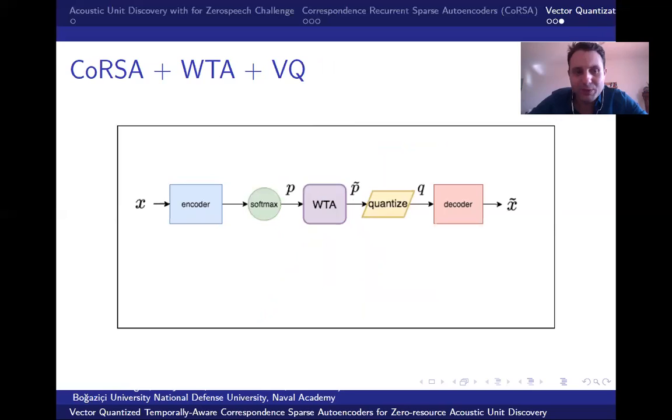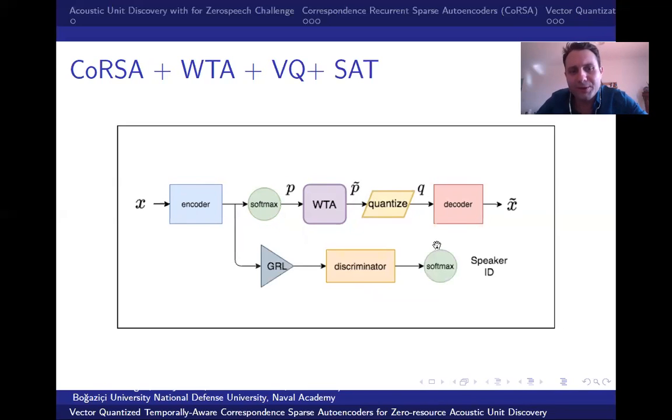Similar to other works on this challenge, we apply a vector quantization layer right before the decoder, but this time vector quantization chooses the closest one-hot representation to P tilde, since we know that P tilde is nothing but a posterior activation. Furthermore, to make the encoder output speaker independent, we apply speaker adversarial training through a gradient reversal layer forked out of the encoder, so that the encoder is hopefully speaker independent.